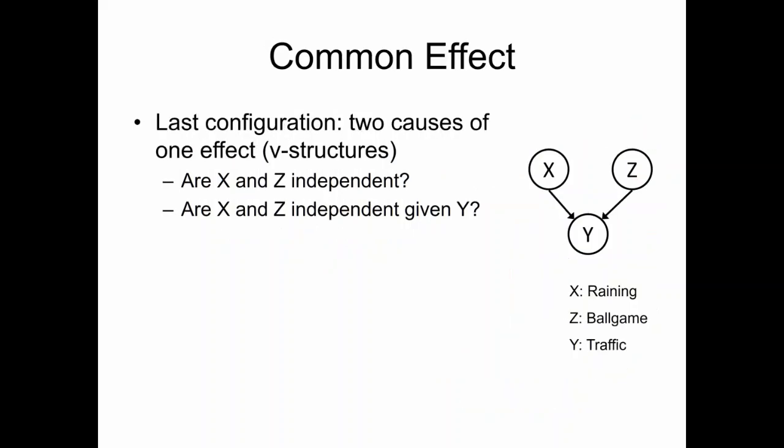The last structure we're going to look at is common effect, where one random variable is dependent on two random variables. For example, having a traffic depends on both whether it's raining and whether there's a ball game. Now, are x and z independent?